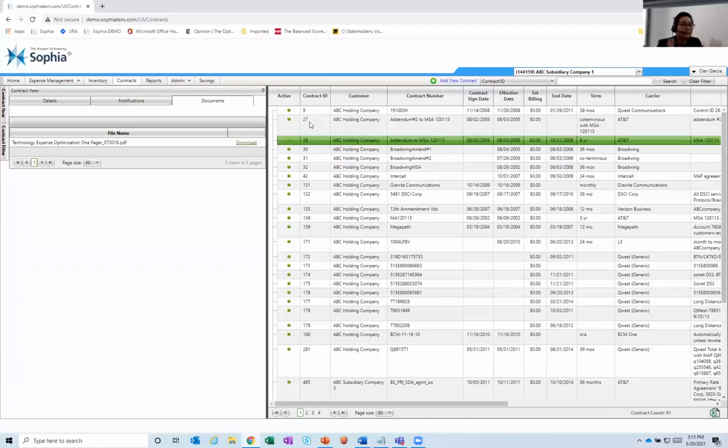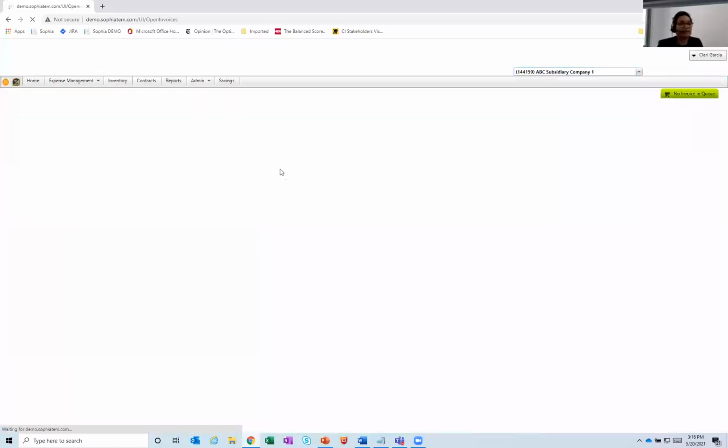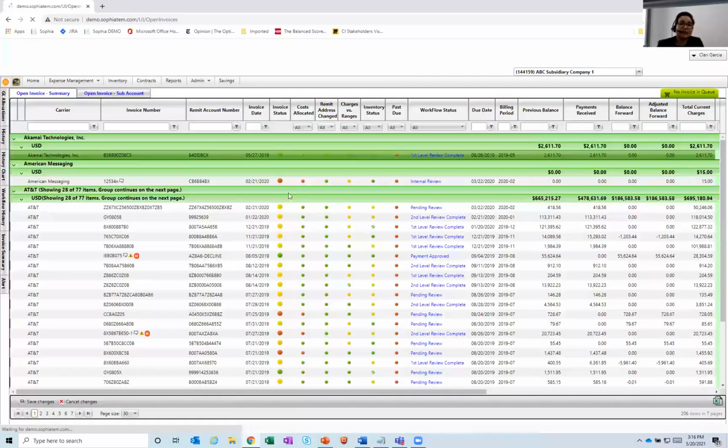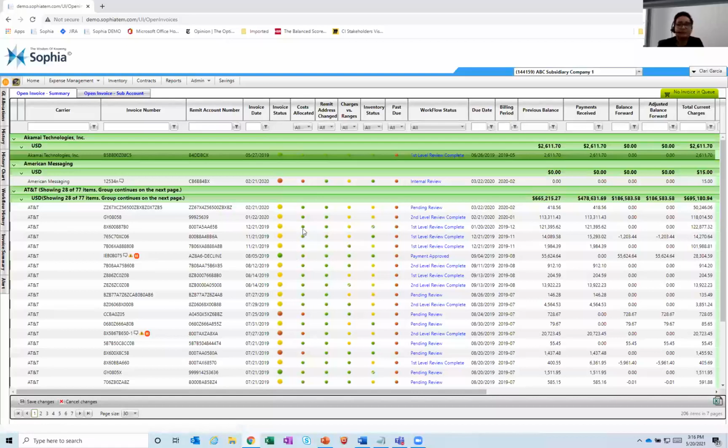So all of this information and all of these details that we are capturing and cataloging in both the inventory and the contracts module, not only can they be utilized by you and your teams to be able to manage your network, but we also leverage that same detail as we process invoices. So as I jump over to the invoices module, I'll show you how that information is used.